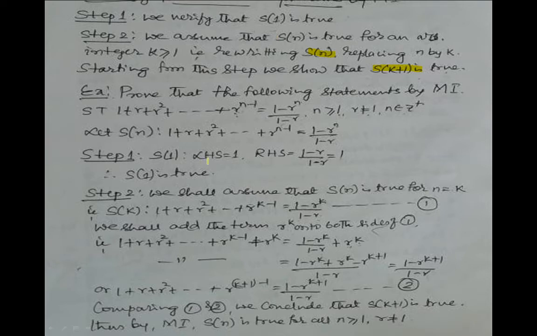S of 1: put n equal to 1. LHS: what happens? 1 raised to 1 minus 1, that is 1 raised to 0, which is 1. LHS is 1. Then come to RHS: 1 minus r divided by 1 minus r, which is equal to 1. Therefore, since LHS equals RHS, S of 1 is true.